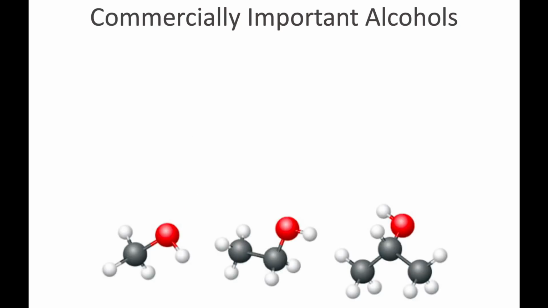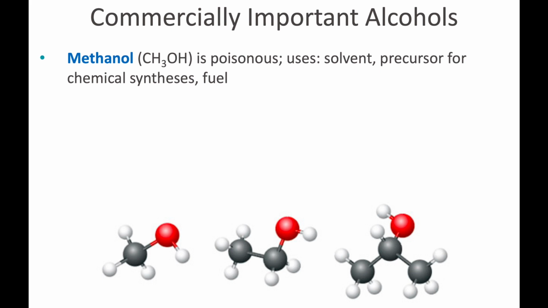So now let's talk about some alcohol molecules that are important in industry and therefore in society. These molecules are produced by the billions of gallons every year in the United States alone. The first is a 1-carbon alcohol, methanol. Methanol is quite poisonous and very toxic. However, it has a lot of uses. For example, it could be a solvent in a reaction or a precursor in a synthesis, and it also can be used as a fuel.